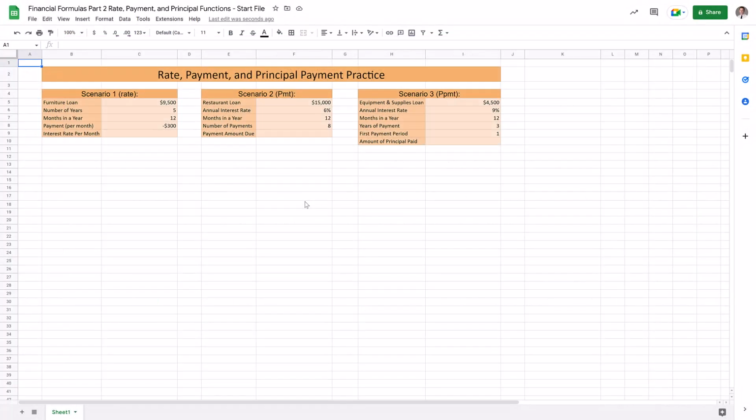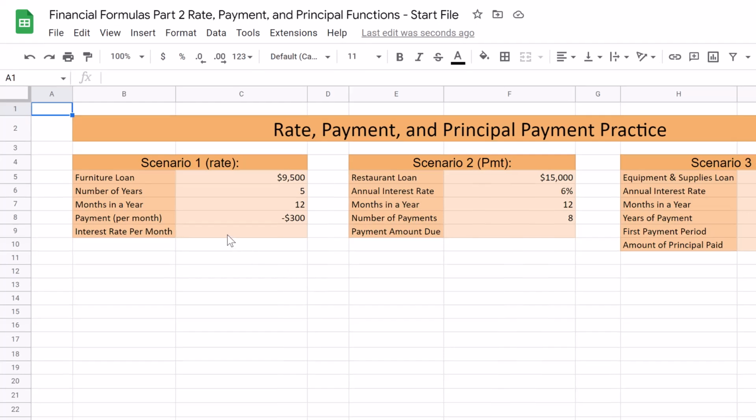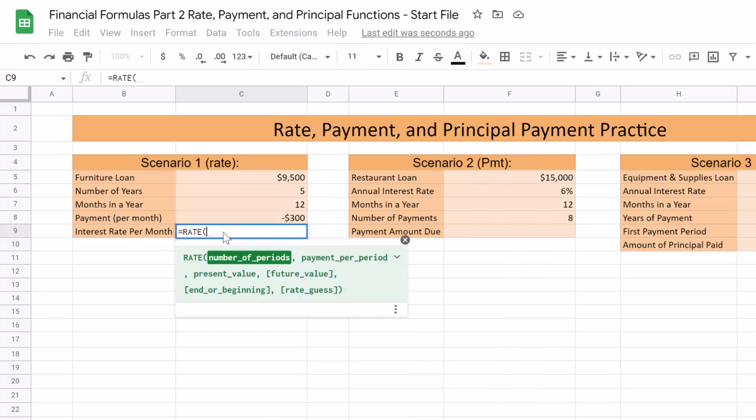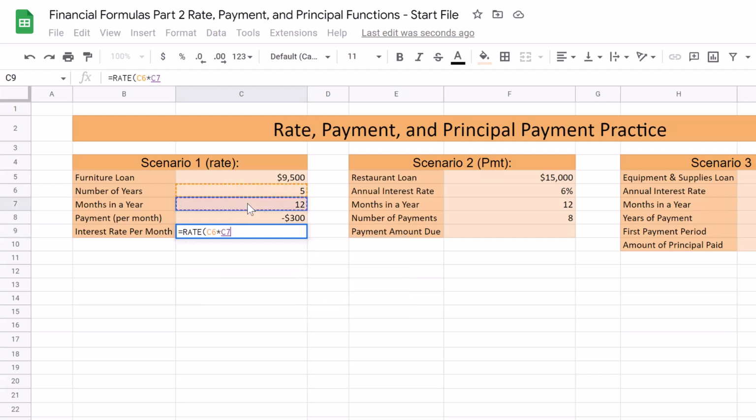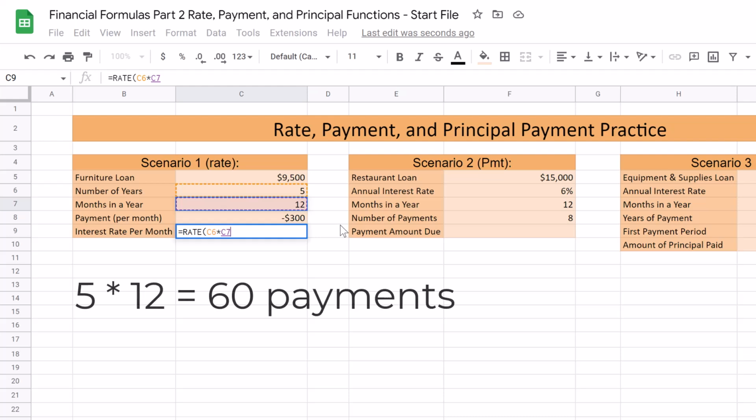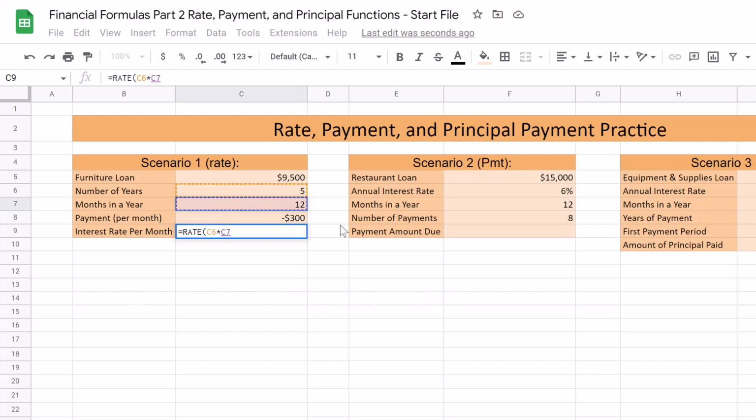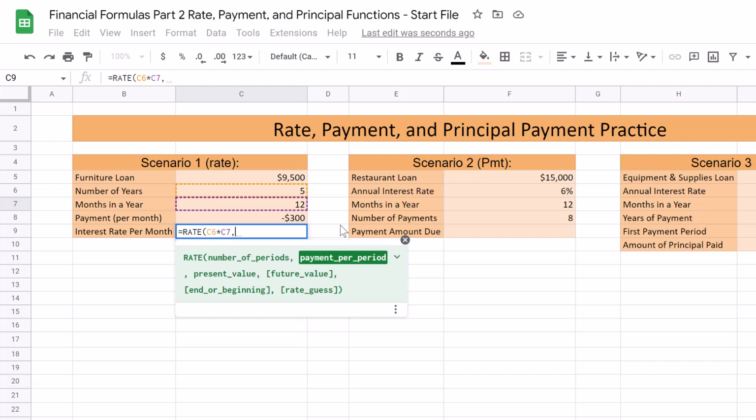To access the rate function, we double-click inside of cell C9 and type equals rate with an opening parenthesis. First, we enter the number of periods parameter. To do this, click on cell C6, then press the asterisk on your keyboard, and finally cell C7. This expression means that we are paying each month for 5 years, or in other words, we have 60 payment periods.